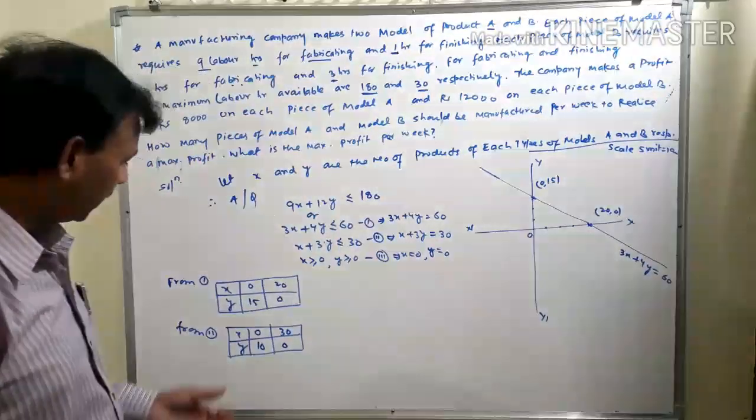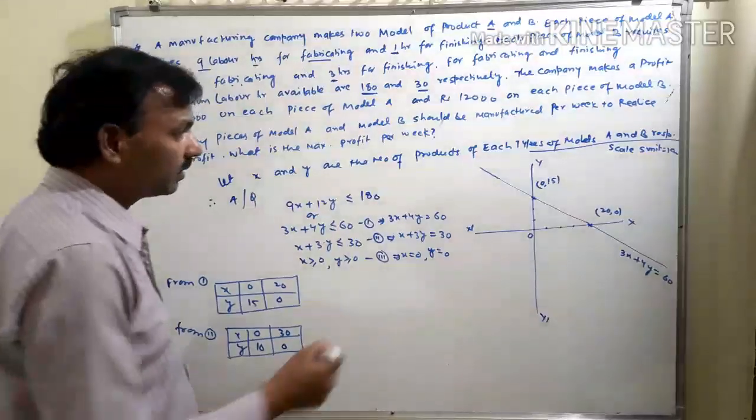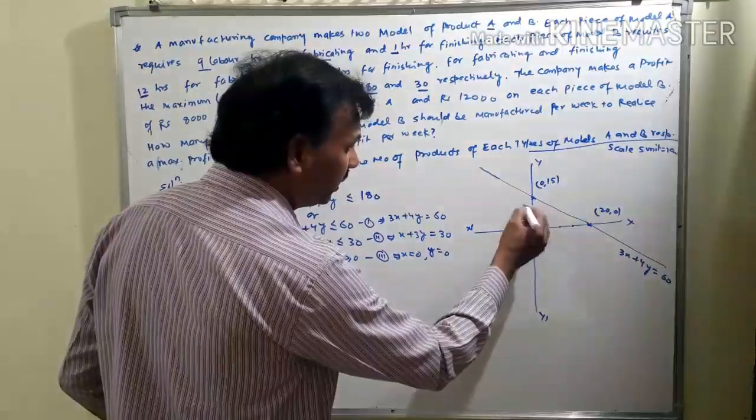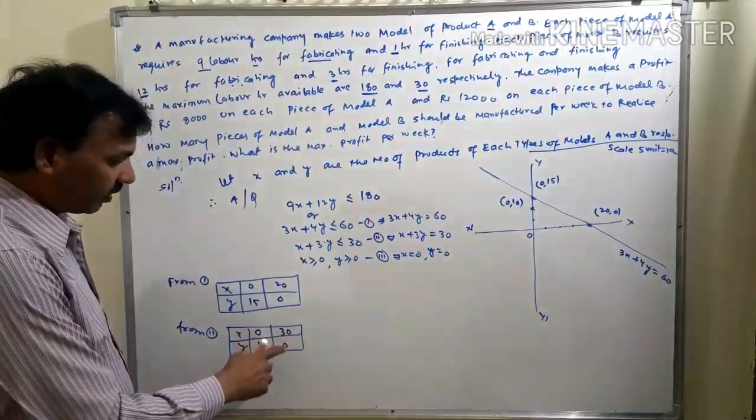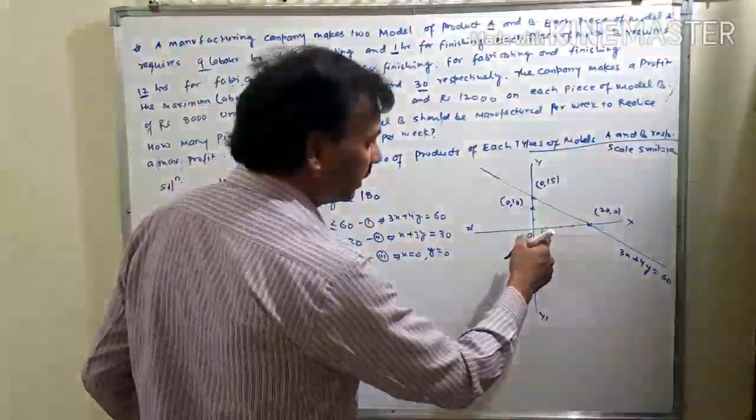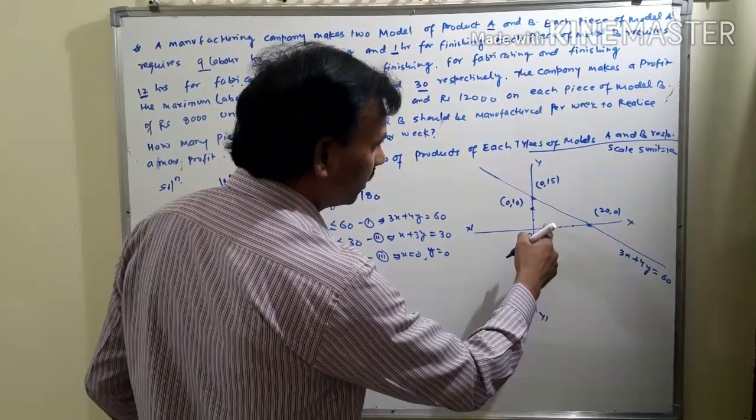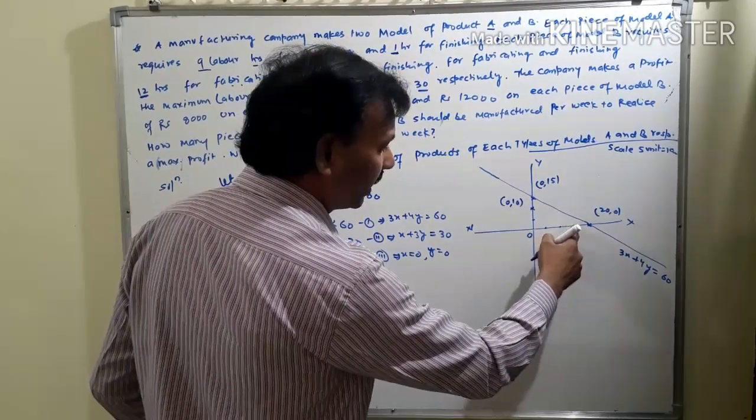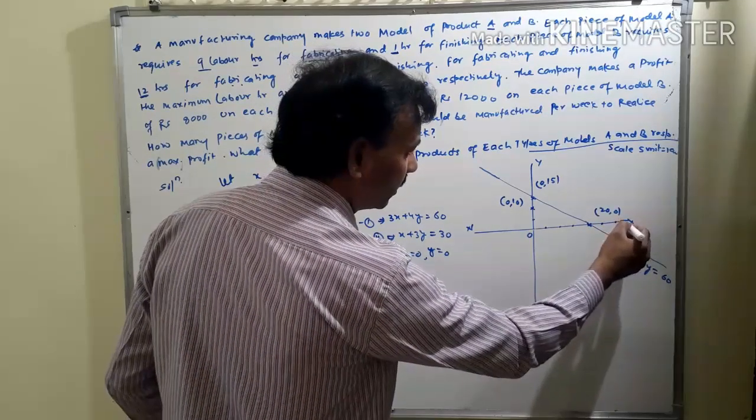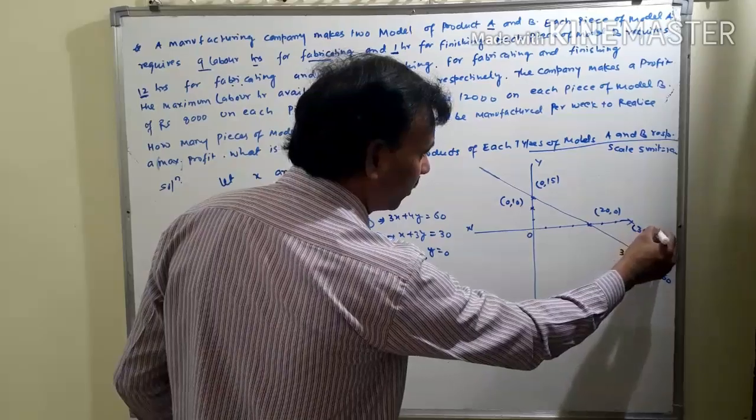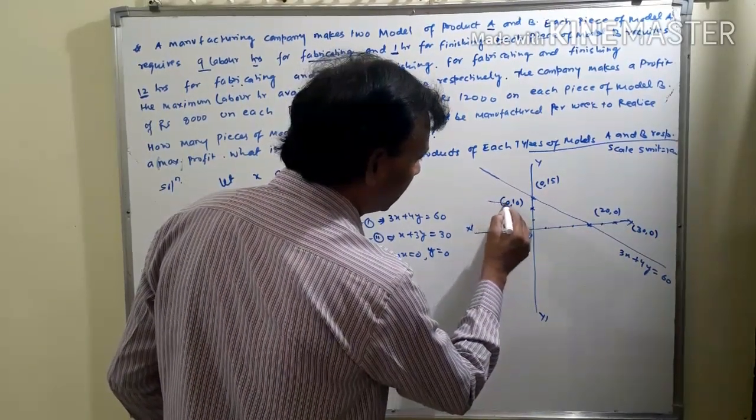Now we will draw the graph of the second line: 0, 10, means this point 0, 10, and second 30, 0. For 30, mark 5, 10, 15, 20, 25, and this will be 30. That means this point will be 30, 0. And draw the other line like this.